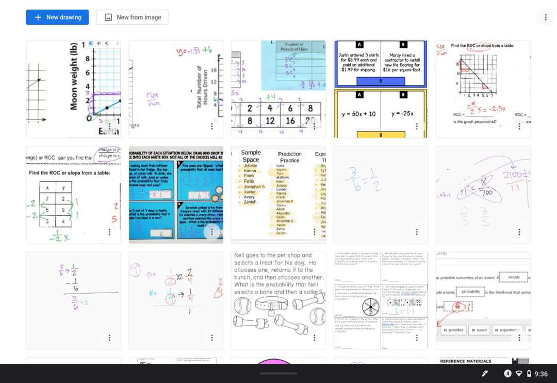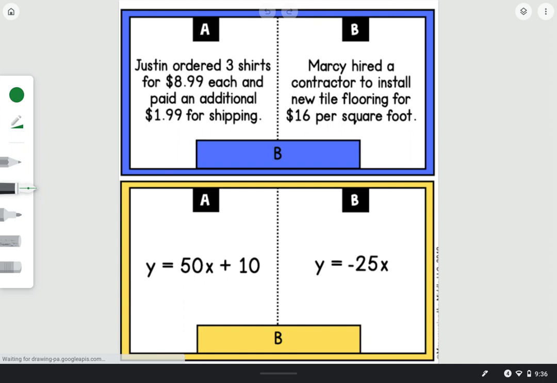All right, last thing I want to look at is when you have a word problem. We have a word problem and it says, this says we're adding something. Remember anytime you add something, it is non-proportional. This one just says it's $16 per square foot. So this one is proportional. This one is non because something is added.